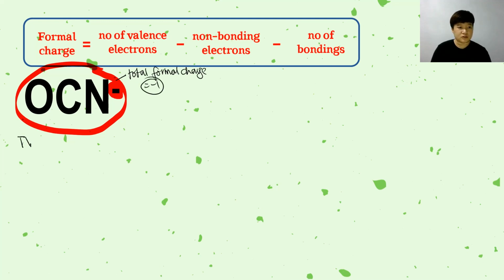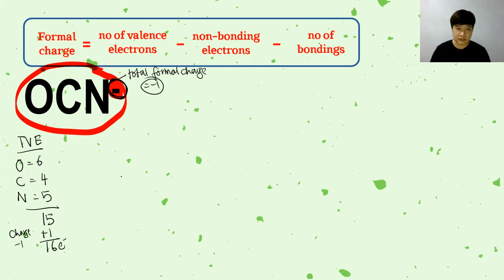So let's start with the total valence electrons. Valence electron of oxygen 6, valence electron of carbon 4, valence electron of nitrogen 5. So the total over here is 15. But don't forget the charge. I have a negative charge over here. Since the charge is negative 1, negative means we are accepting an electron. So we have an extra electron over here. Plus 1, I have 16 electrons in total.